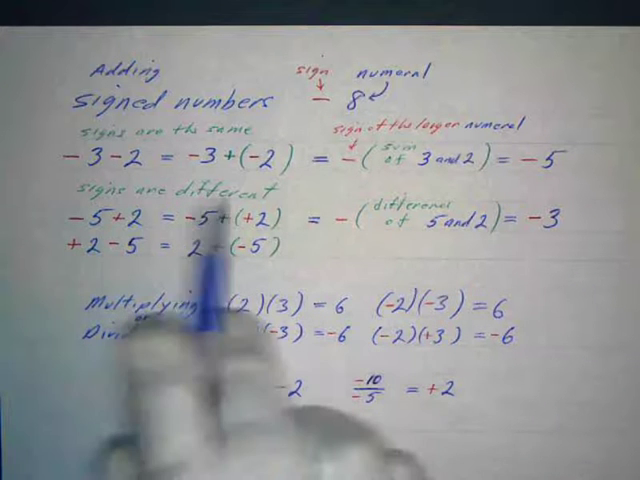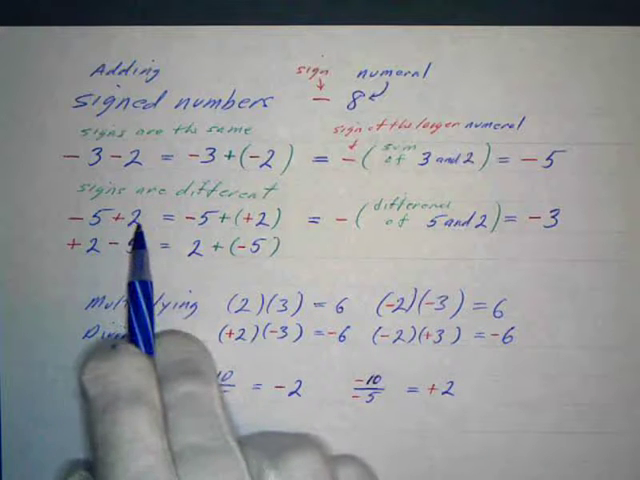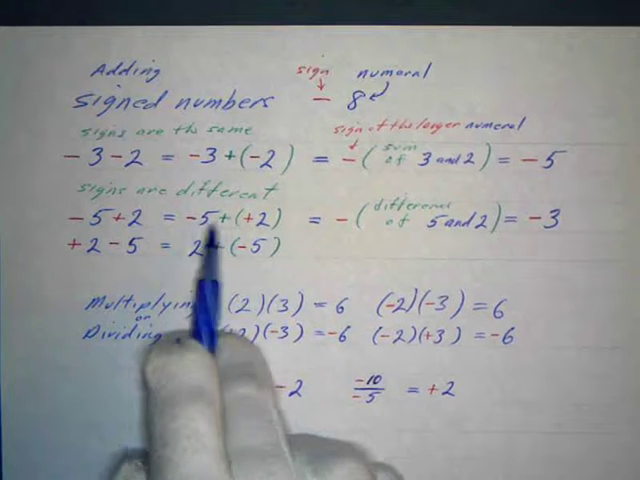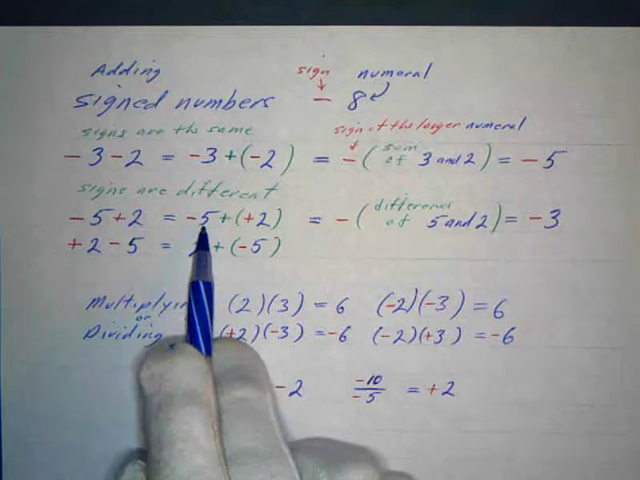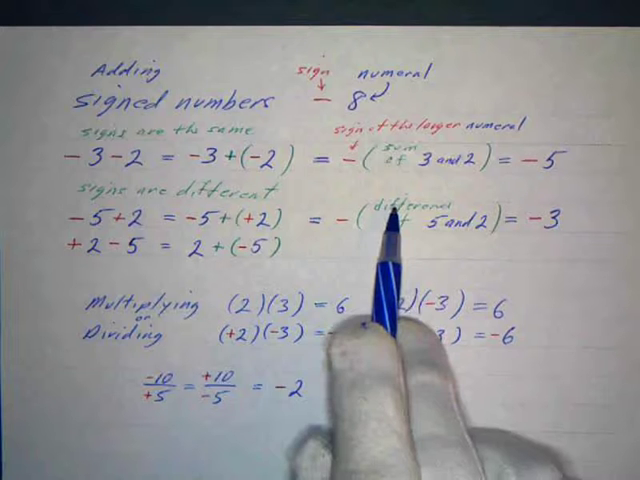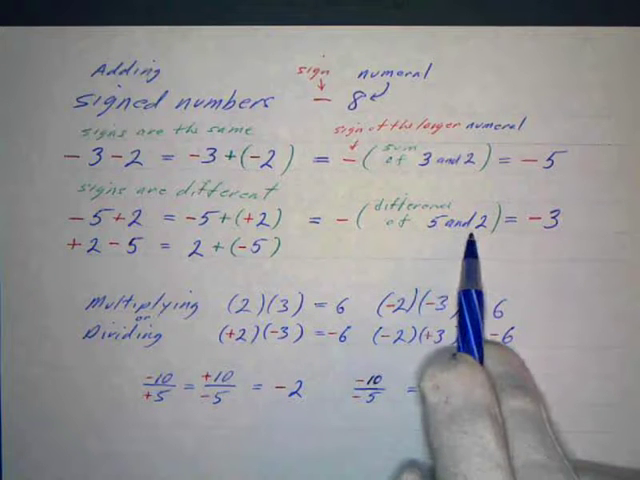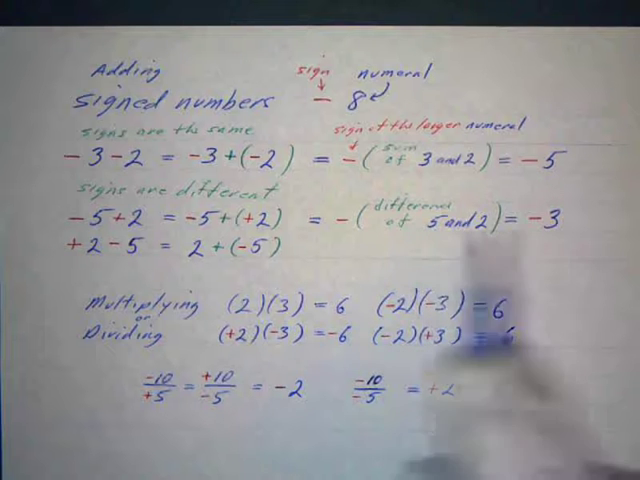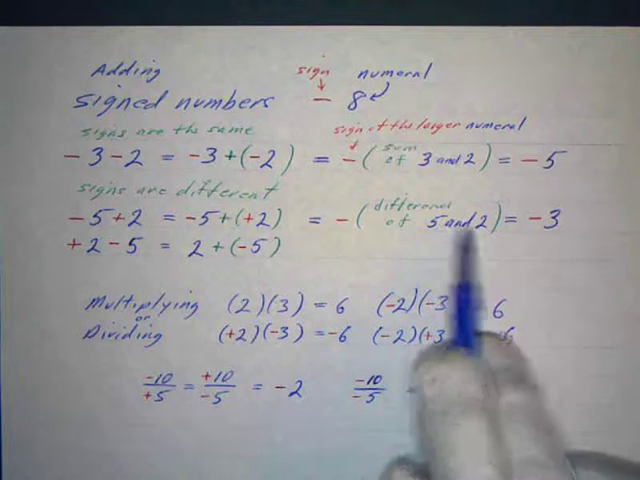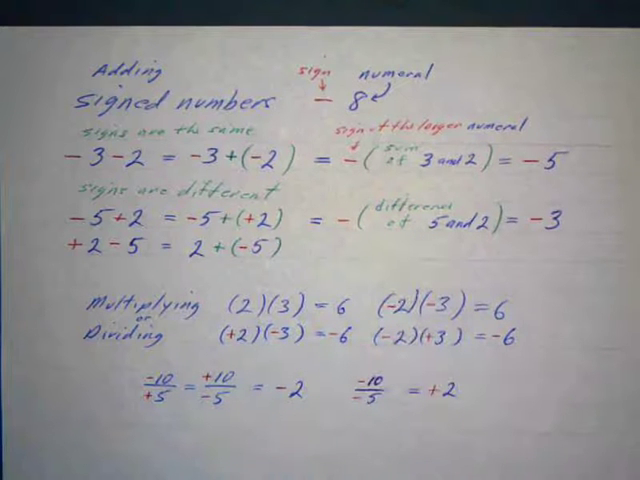Now if the signs are different, again, we always take the sign of the larger numeral. So my numeral here is 5, this numeral is 2, and this is just another way of writing it. So I take the sign of the larger numeral, which is negative, and since they're different, I take the difference of the numerals. What's the difference between 5 and 2? Well, the difference between 5 and 2 is 3. In other words, you go from the larger minus the smaller. So it's going to be negative 3.